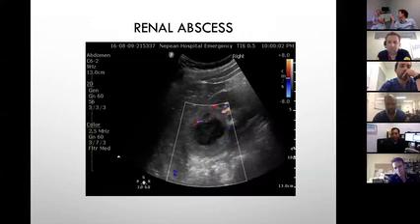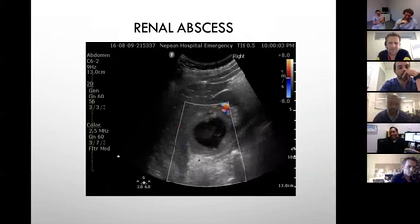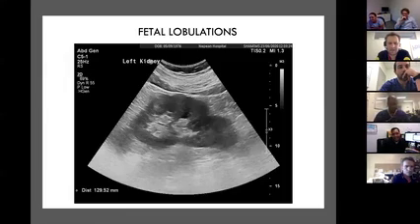All right, we're talking about pyelonephritis. Obviously, the complicating factor is renal abscess. So it could be very heterogeneous masses coming inside the kidney. All right. Some common elements, just flicking through.